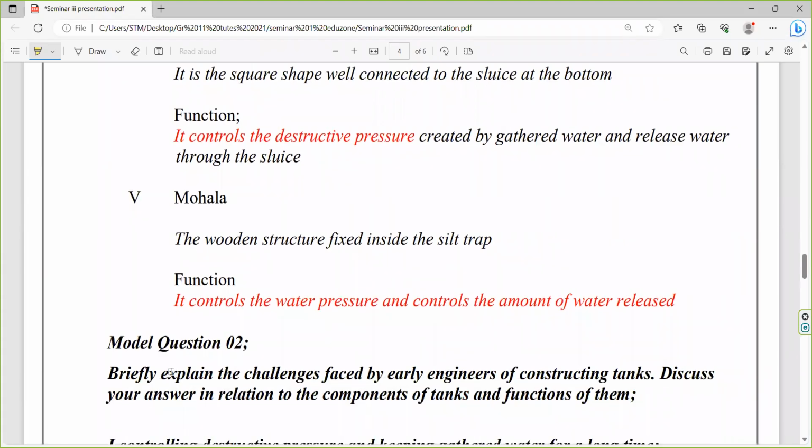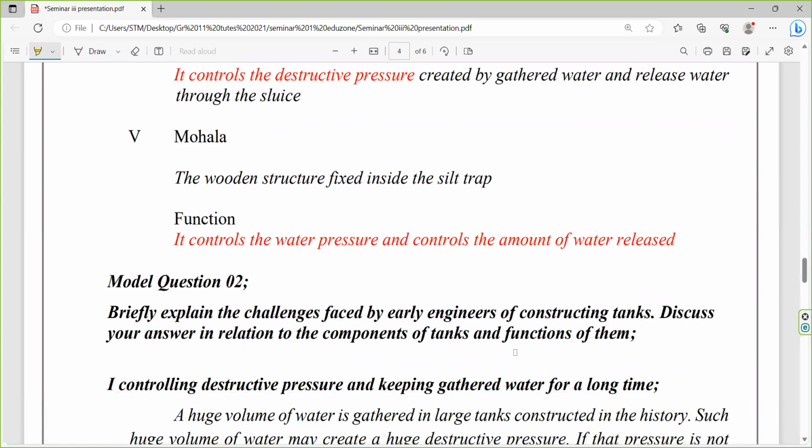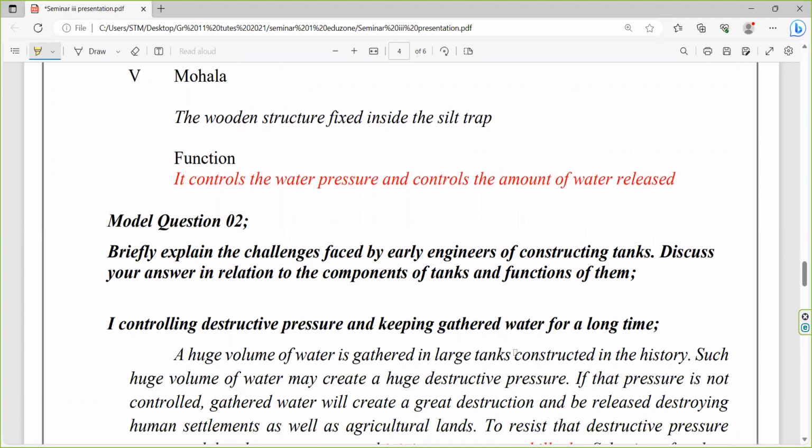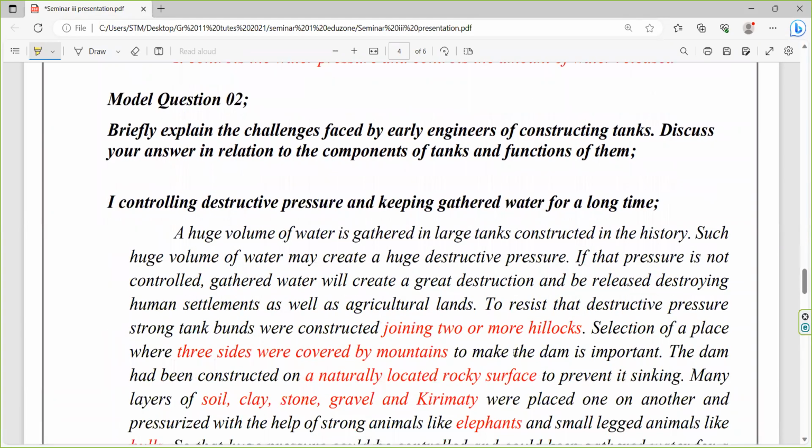Right? Now see, this is the model question related to the above factors. Briefly explain the challenges faced by early engineers in constructing tanks. Discuss your answer in relation to the components of tanks and their functions. Now we'll see how you can write that answer. So this is the answer.